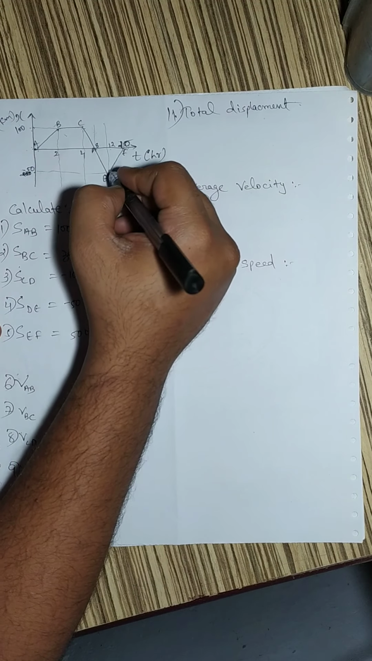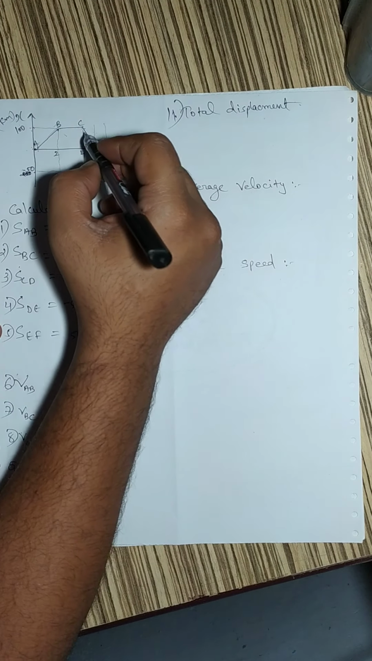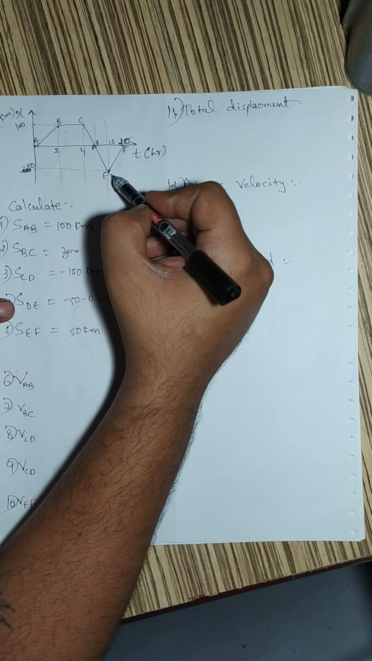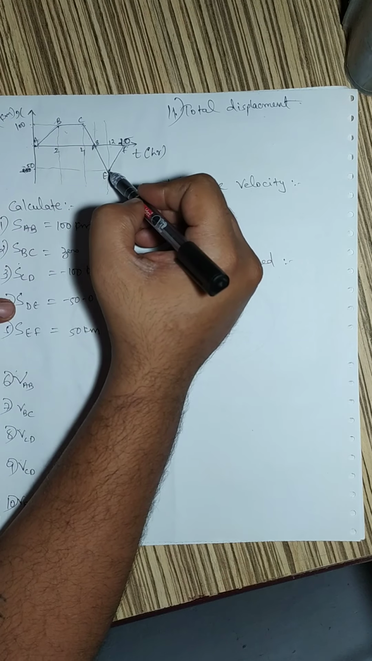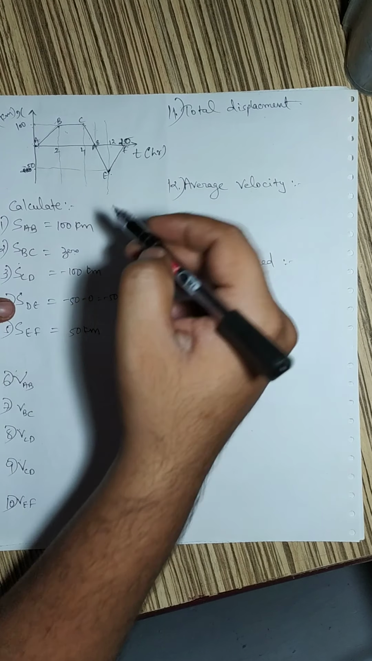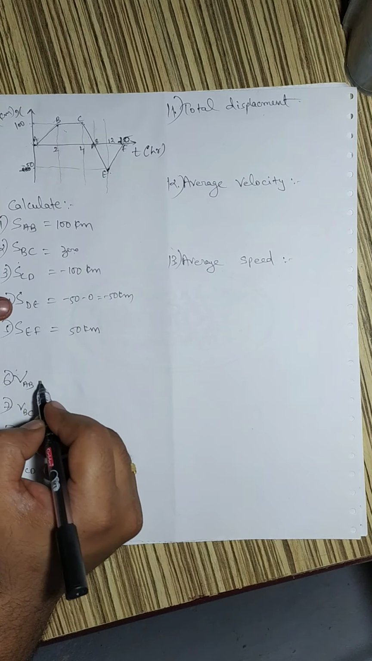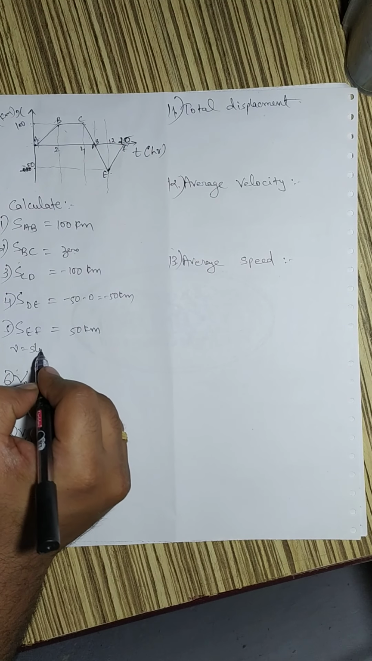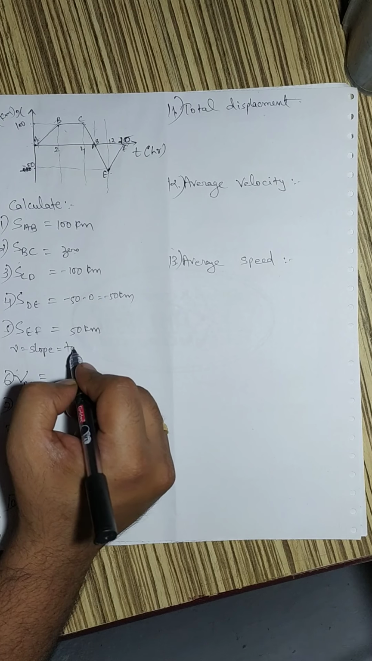So this is again a positive slope. See, positive values. For this also we got negative values, and for this also we got negative values. So for negative slope you will have negative values, positive slope will give you positive values. Next, let us try to find out the velocity. Velocity can be calculated by slope, and slope is nothing but tan theta.